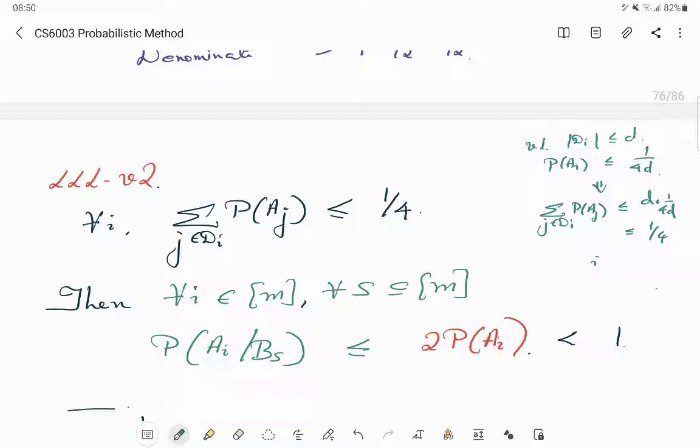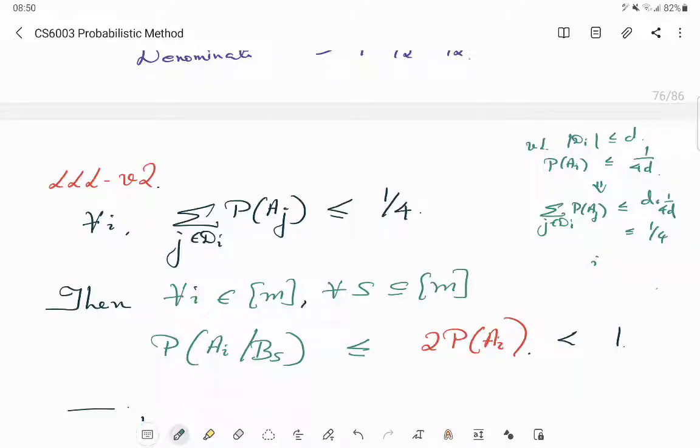Okay, so maybe some P of AIs may be larger than this 1 by 4D, but here this little d is no more used at all. Okay, because this is more like an asymmetric version. So your probabilities can be larger or smaller depending on the size of these dependent sets in which they participate. Okay, and what is the conclusion?